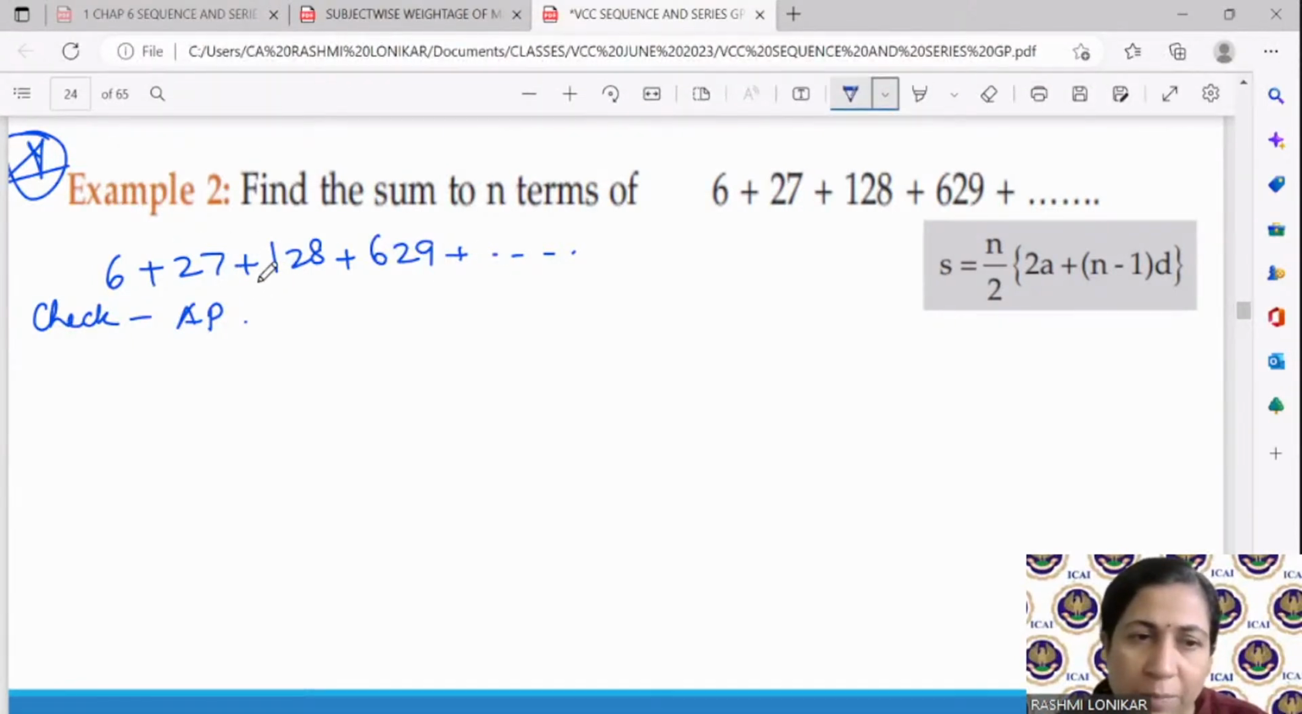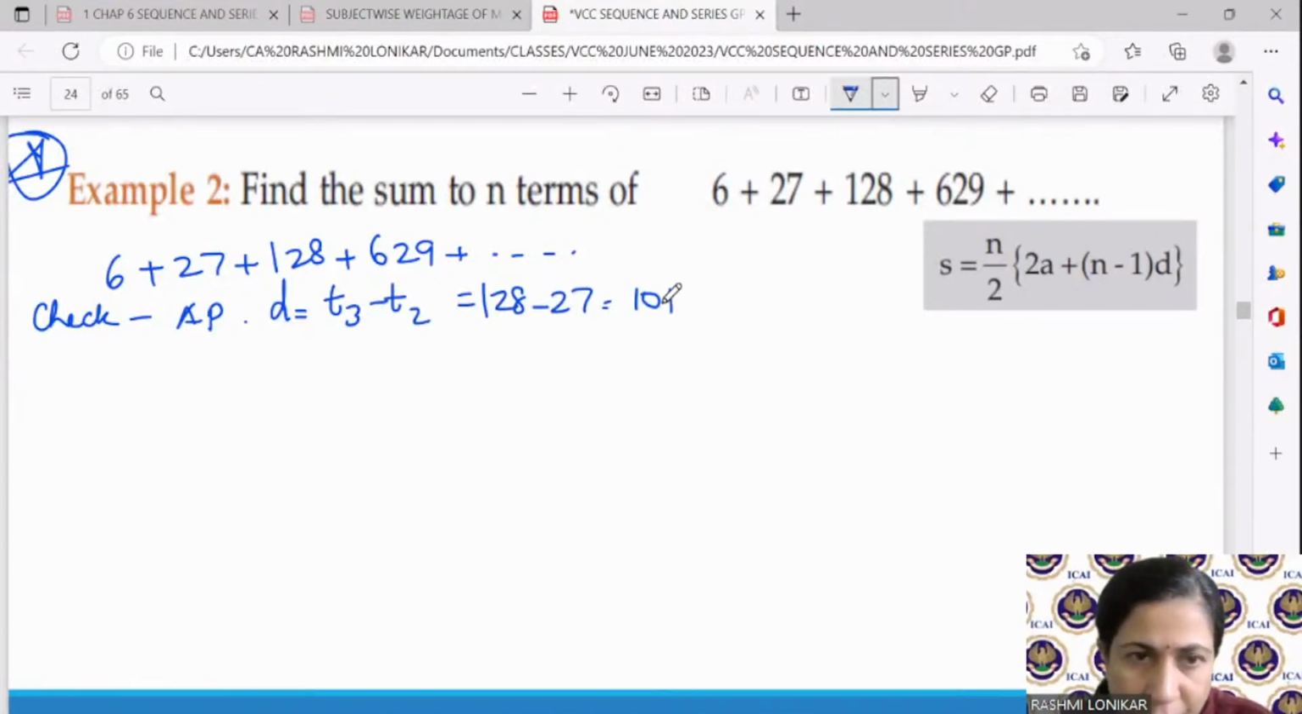So if it is in AP, what will happen? Common difference T3 minus T2, 128 minus 27 is 101, and T2 minus T1 is equal to 27 minus 6. This is equal to 21. So, not an AP.